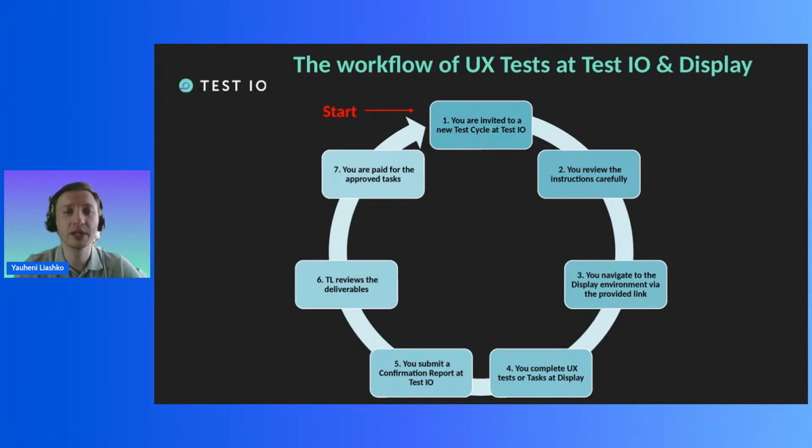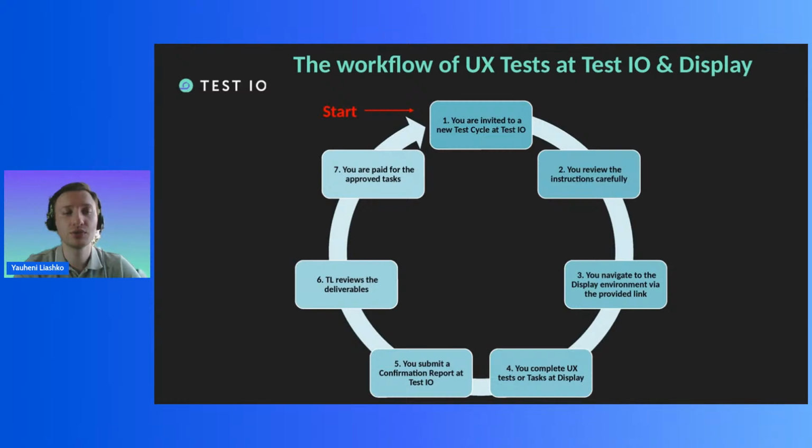Then you will have to navigate back to test.io to submit a confirmation report. I will tell what it is a bit later, but right now we just agree that after completion of the tasks at display platform, we navigate back to test.io and submit a confirmation report. Now, what happens next? Actually, again, it's quite similar to what we have at some other test cycle.